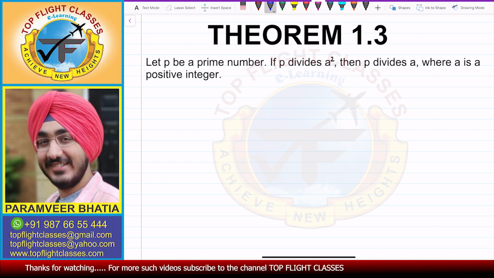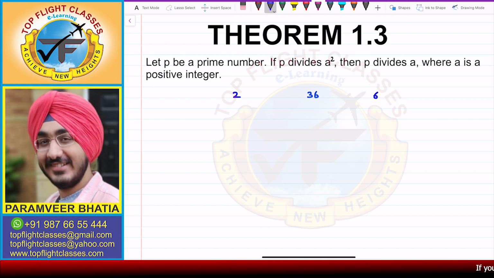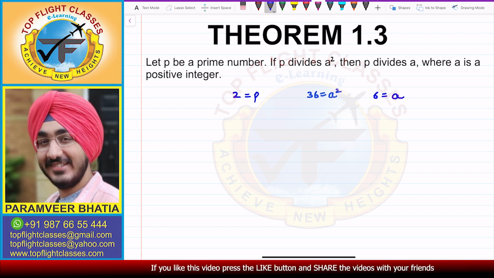Now, what it wants to say is let us take any prime number. Let us say I take 2. Then I take a number which is a square number. Let us say I take 36. Now 36 is the square of 6. So in this case 36 will be equal to a square, where 6 will be equal to a and 2 is equal to P.